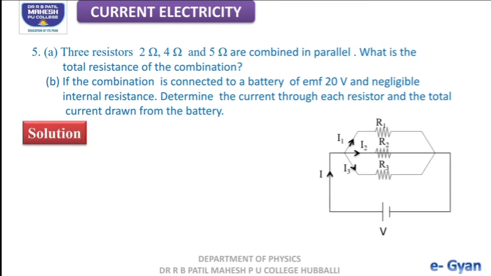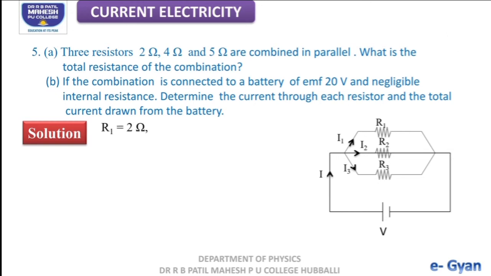Circuit diagram for this question is given. 3 resistors R1, R2, R3 are given by 2 ohm, 4 ohm, 5 ohm, and all these 3 are connected in parallel. And this combination is connected across a battery of voltage 20 volt and internal resistance equal to 0. And this battery will produce a current, and that current will get divided into 3 parts, I1, I2, I3. First we need to find the equivalent resistance of the combination, and then we have to find I1, I2, I3, and finally we will be finding I.